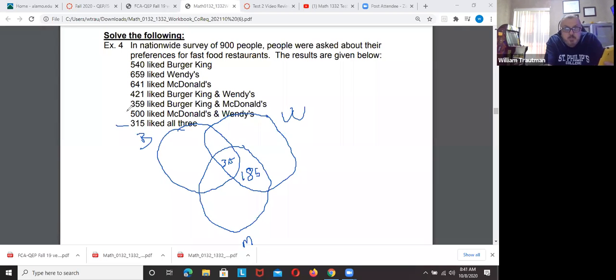Let's do Burger King and McDonald's. 359 minus 315 was 44. Burger King and Wendy's, 421. 421 minus 315 is 106. These all look correct so far.